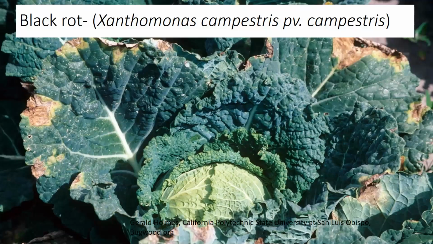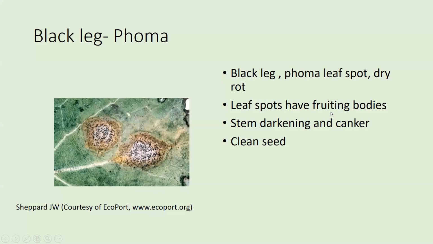Black rot, we see this a lot on cabbage. And so you can see this one up here, you can see the V's on these that are kind of on the edge, on the margin of the plant there.